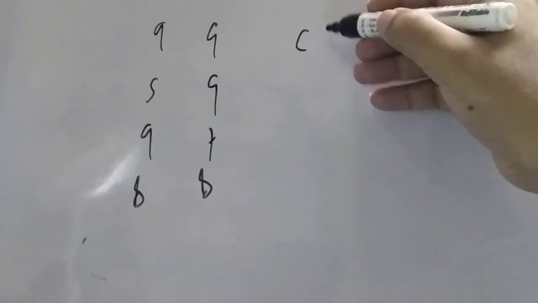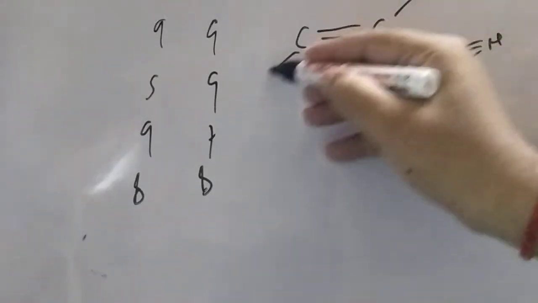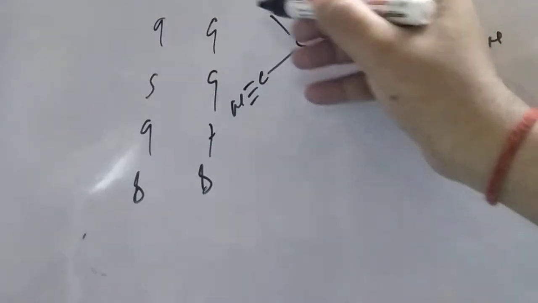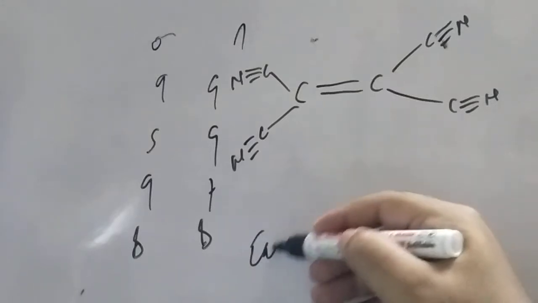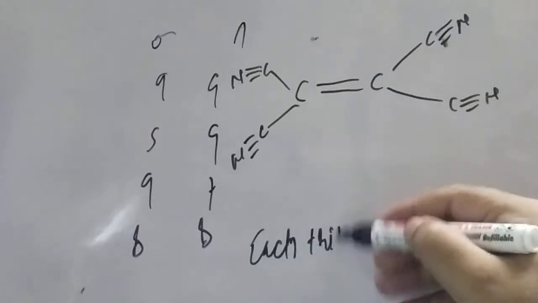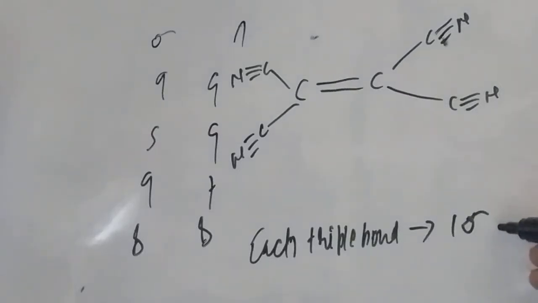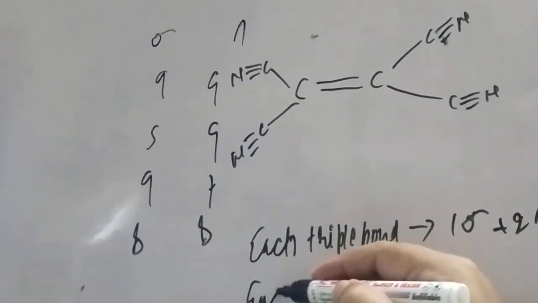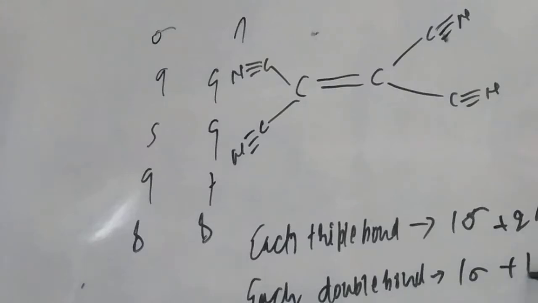Tetracyanoethylene. If you talk about C double bond C, here is C triple bond N, here is C triple bond N, and here is C triple bond N, and this side also C triple bond N. Now, if you talk about each triple bond, student, each triple bond contains 1 sigma bond plus 2 pi bonds, and each double bond has 1 sigma bond plus 1 pi bond.